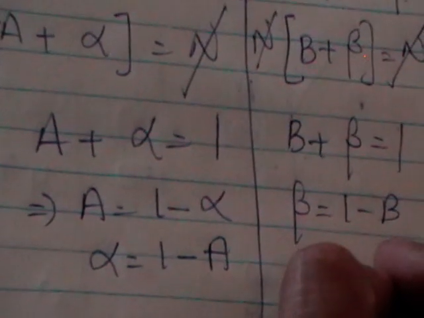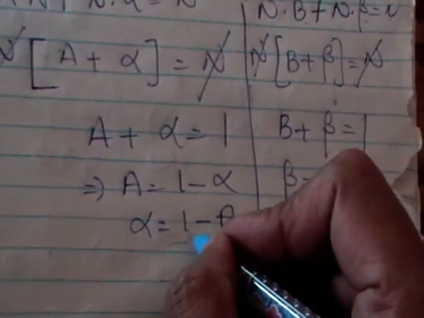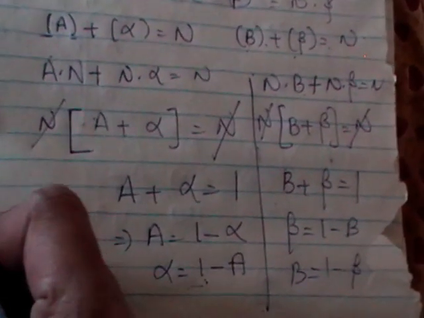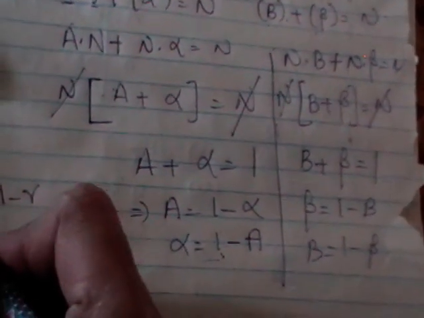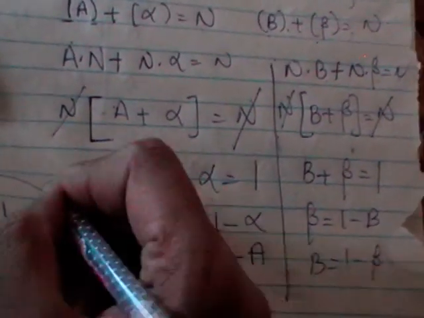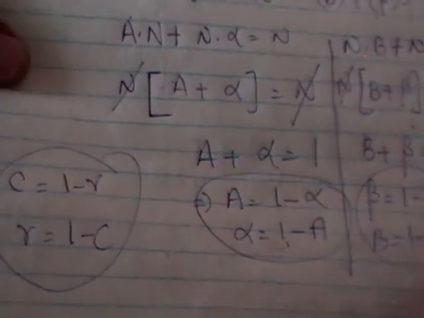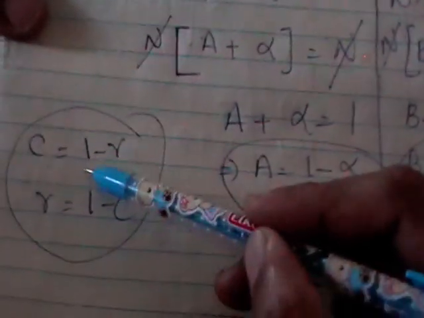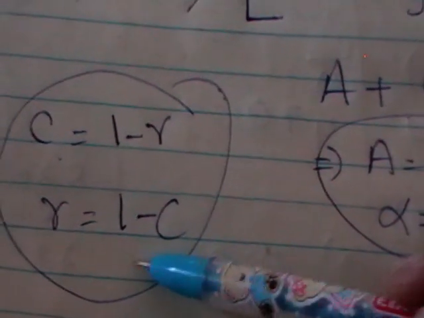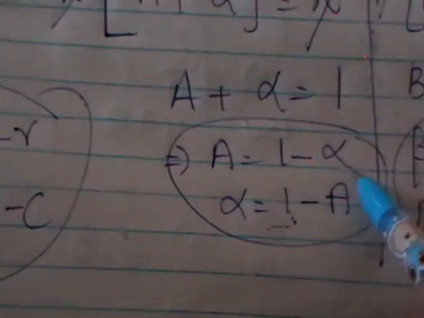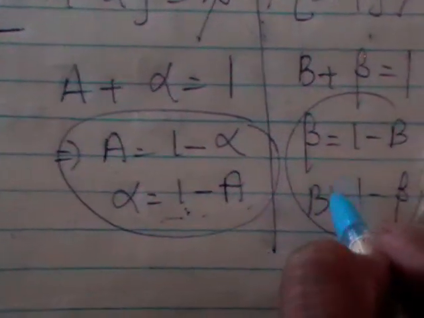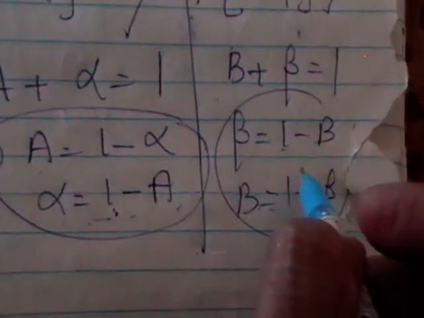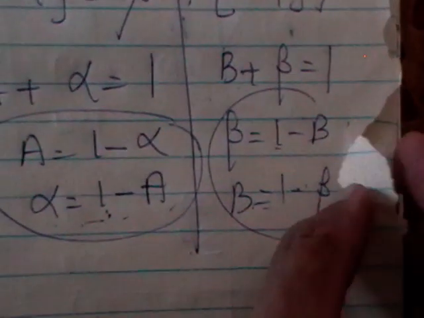So A is equal to 1 minus alpha. Alpha can be written as 1 minus its complementary class. Similarly, C can be written as 1 minus gamma, and gamma can be written as 1 minus C. Means using the relationships between class frequencies and class, we can write class C is equal to 1 minus gamma, or gamma is equal to 1 minus C. A is equal to 1 minus alpha, alpha is equal to 1 minus A, beta is equal to 1 minus B, B is equal to 1 minus beta. The basic one we are using is bracket A is equal to N minus bracket alpha.